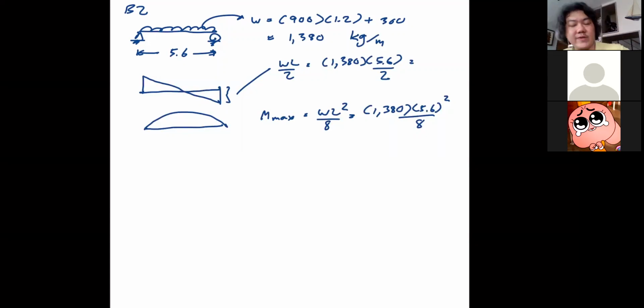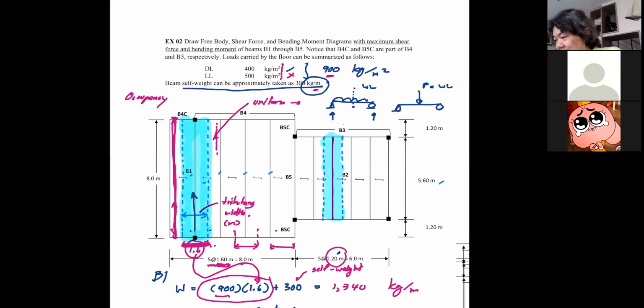Simple as that. Is there any question? Just a kid, right? So let's go to B3 now.